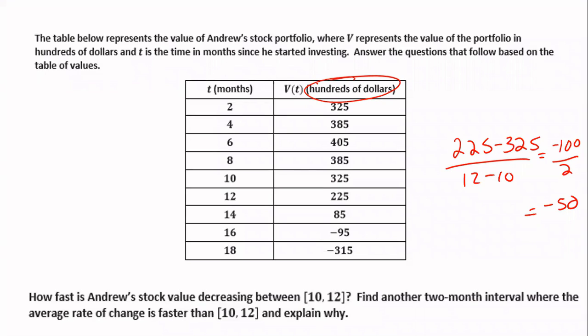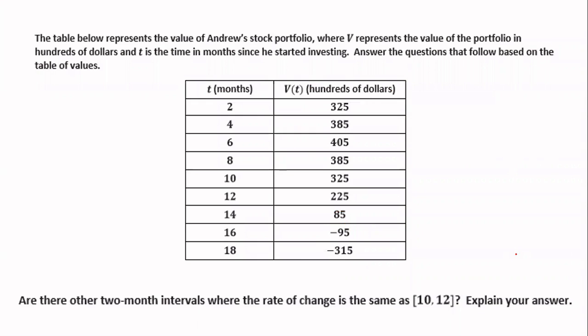Find another 2-month interval where the average rate of change is faster than that. That interval's faster. Because that would be what? 220. So that would be negative 110. So that interval between 16 and 18 is faster, because it's negative 110.